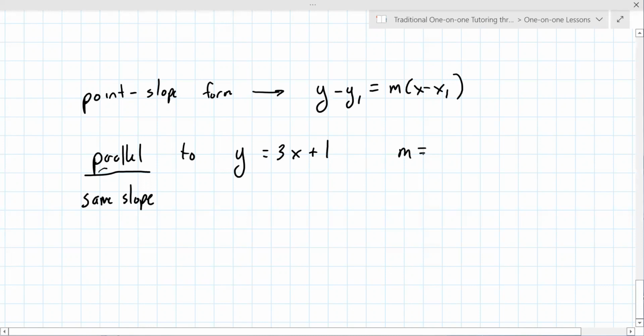And you want me to do it in point slope form? No, I just want you to tell me the slope of this equation. What is the slope of this? 3. Good. Let's do another one here.